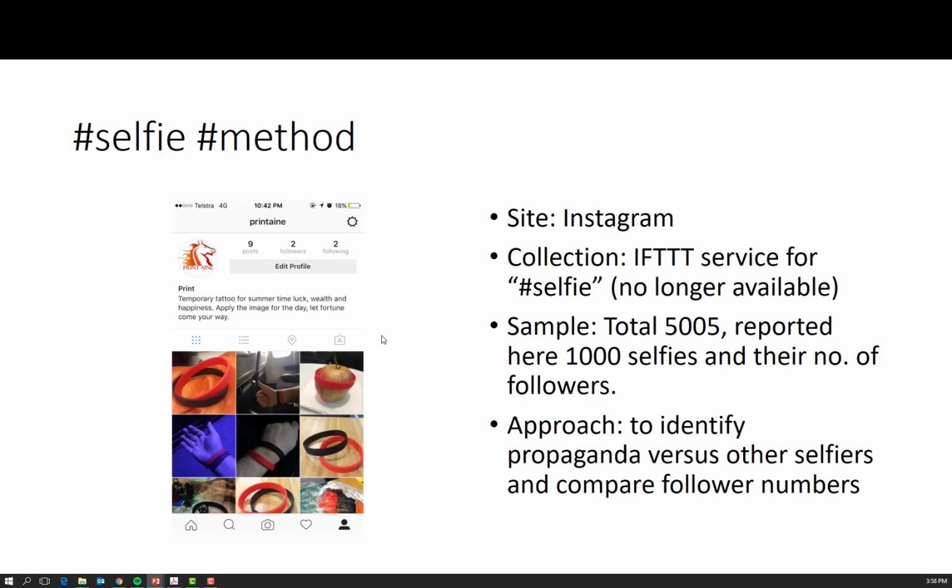So again, we have a similar method of data collection. Start with our 5,005 selfies. I'll use the same 1,000 selfies, but I'll add additional data in the number of followers that the Instagram user has, according to the data we collected using the If This Then That service. So the analysis approach that we are using here is to identify propaganda selfies versus other types of selfies, and to compare the number of followers between these two groups of selfie sharers.